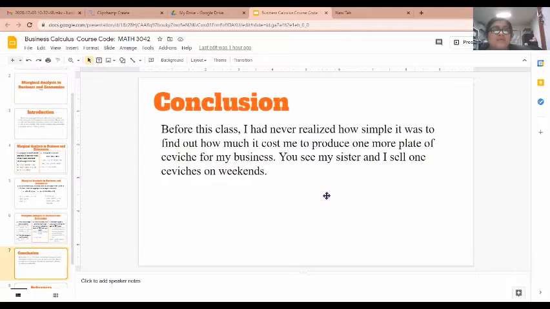Conclusion. Before this class, I did not realize how easy it was to find out how much it would cost me to produce one more plate of ceviche for my business. My sister and I sell ceviches on weekends, and these are very important things that I am learning how to do, and I am glad I am learning how to do them.